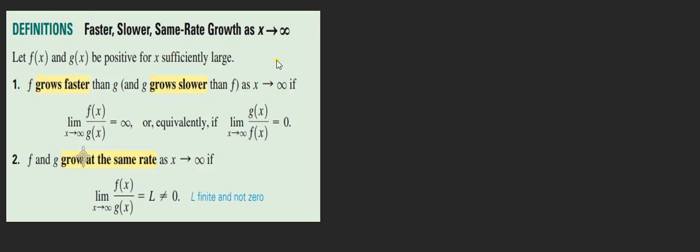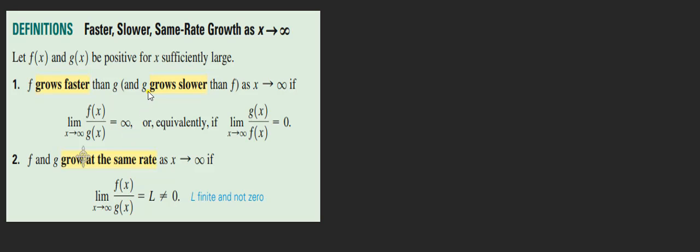In this video, we're going to talk about relative rates of growth. So we have two functions, f of x and g of x. They're both positive for x sufficiently large. We say that f grows faster than g when the limit of f of x over g of x as x approaches infinity equals infinity.